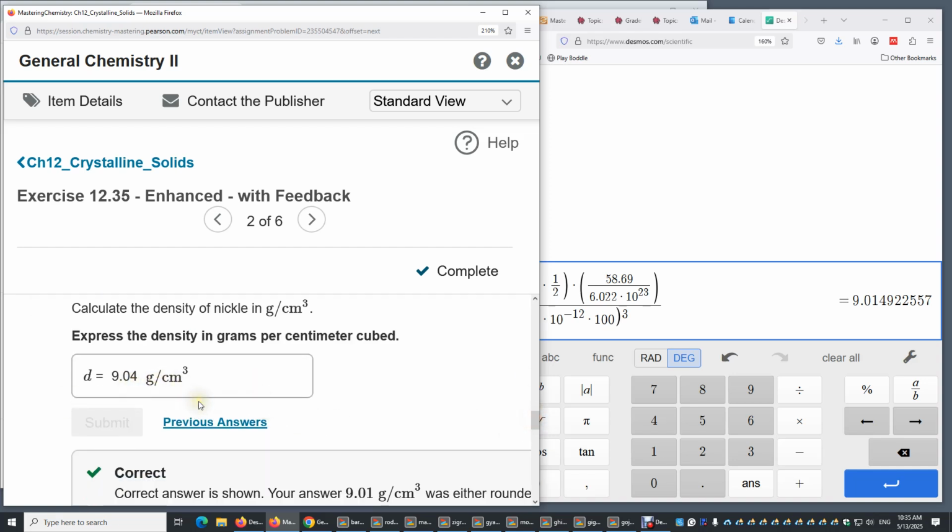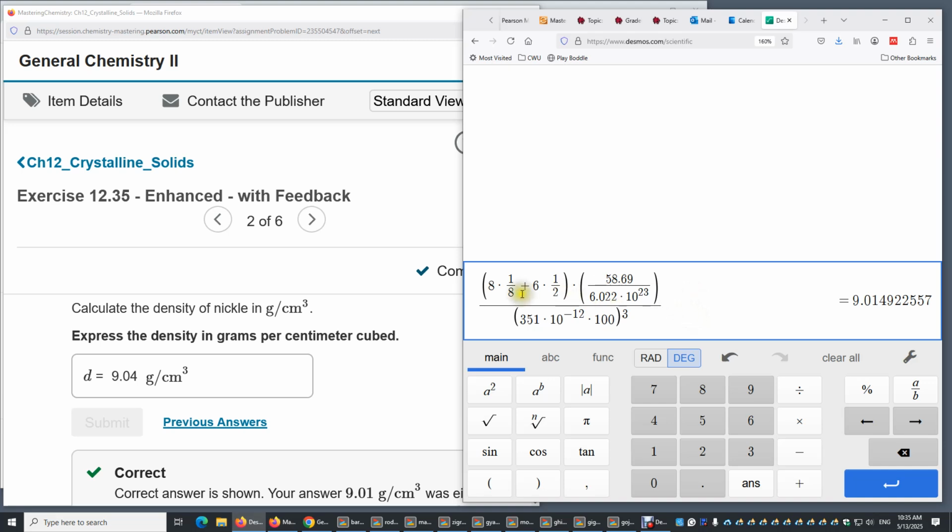And most metals have a density between 2 and 20 gram per cubic centimeter. So if you get a value much smaller than 2 or much larger than 20, you might have to double check the calculations. Let's get back to the expression here.